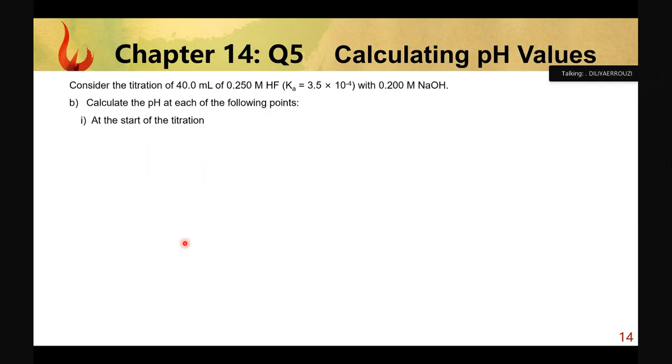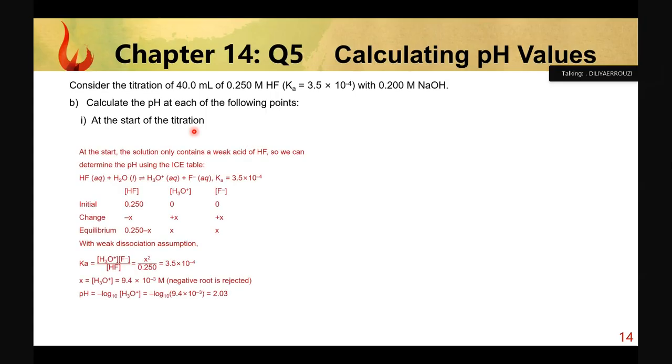Okay, we need to calculate the pH at each of the following points. First, at the start of the titration, when we begin the titration, what is the pH? So at the start, there is a weak acid, hydrogen fluoride, so we can determine it by the ICE table using this equation. There was no base, so only the hydrogen fluoride adds water to form protonated water and the fluoride ion.